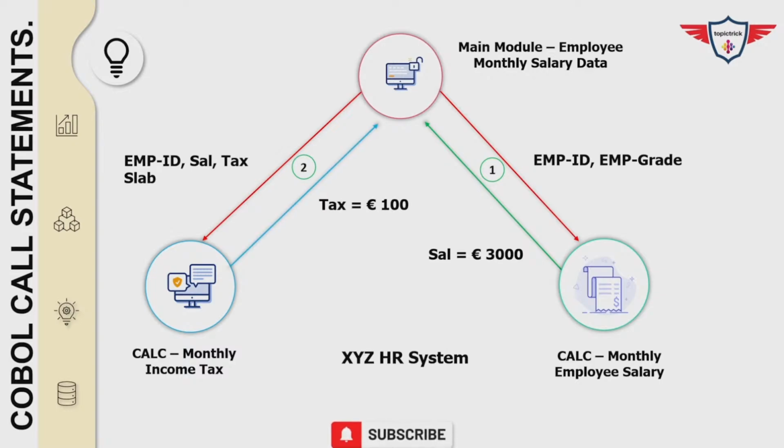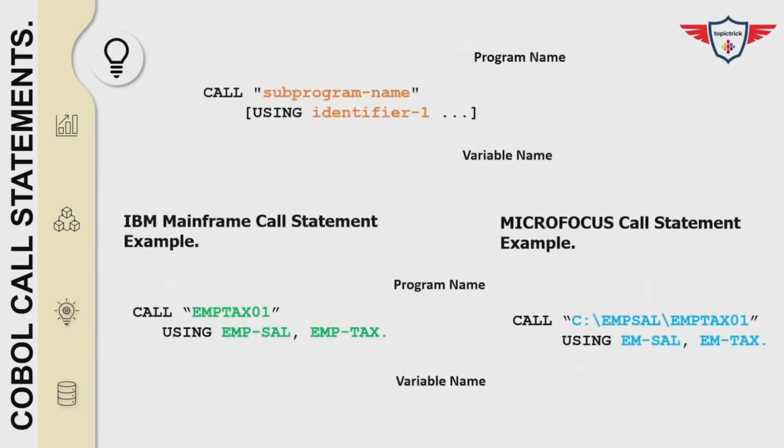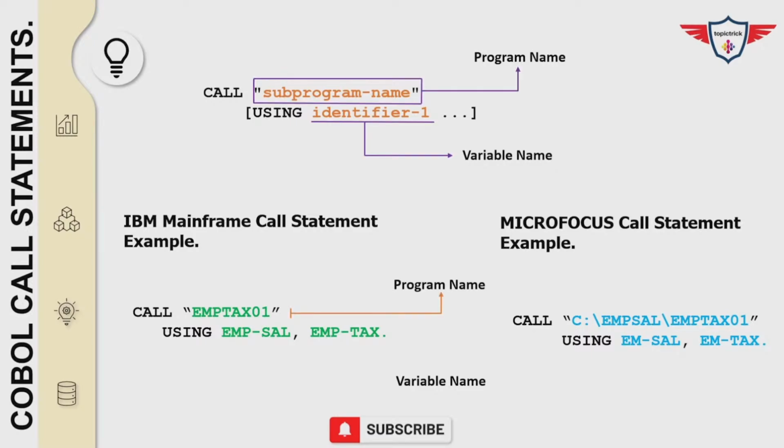Now let's focus on the COBOL call statement syntax, because the main program can only call a subprogram with the help of the call statement. The syntax of the call statement is pretty simple and straightforward. It begins with the keyword call followed by the program name, and if you want to pass any value from the calling program to the called program, then you have to use the keyword using followed by a variable name.